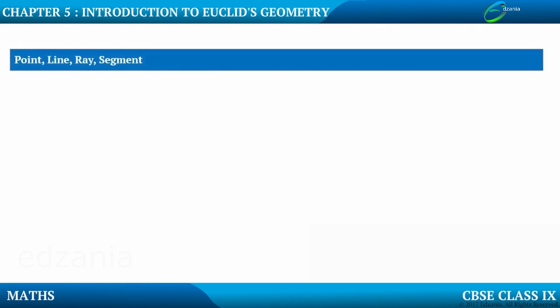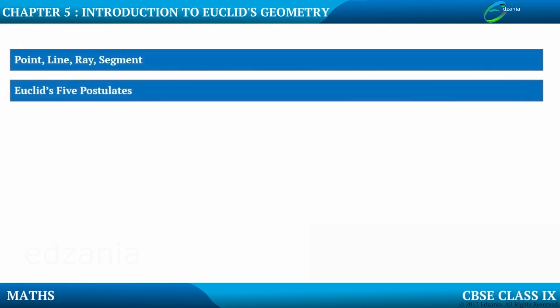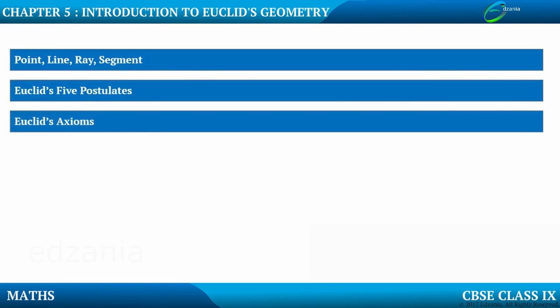This is chapter 5. Now let us see what are the topics that we are going to cover in this chapter. So your first topic is point, line, ray and segment. That is, these are all the basics of geometry that we are going to cover. Then Euclid's 5 postulates and Euclid's axioms. Now these are the topics that we are going to cover in this chapter.